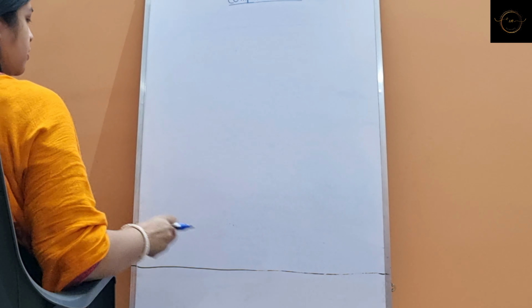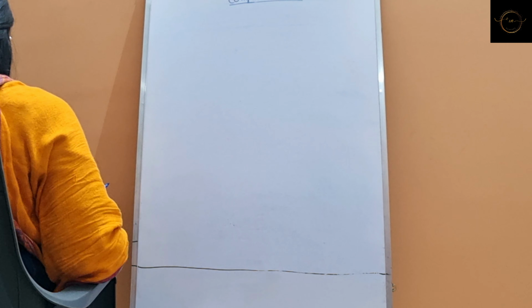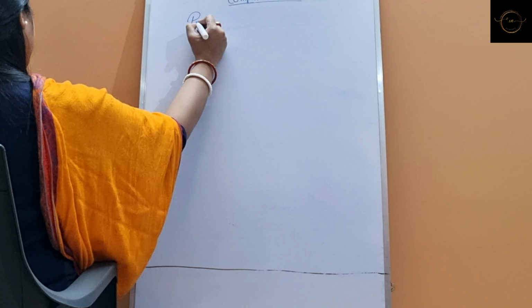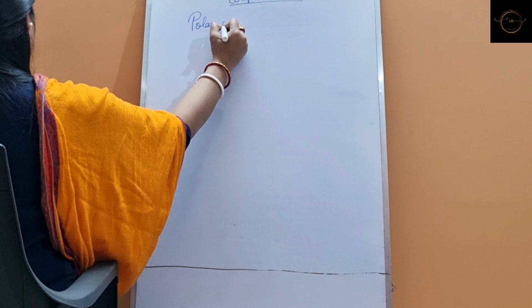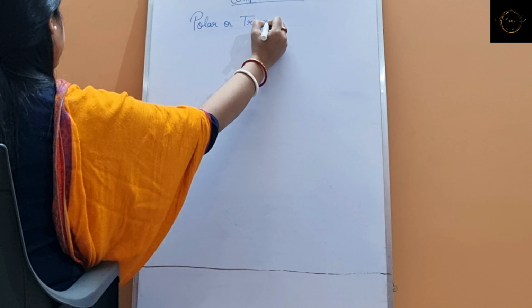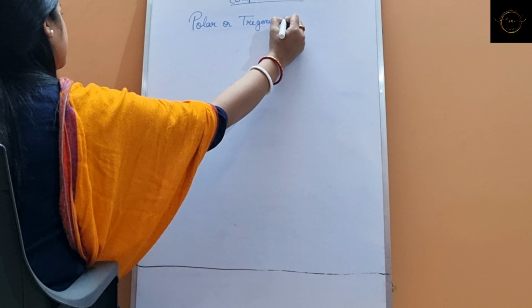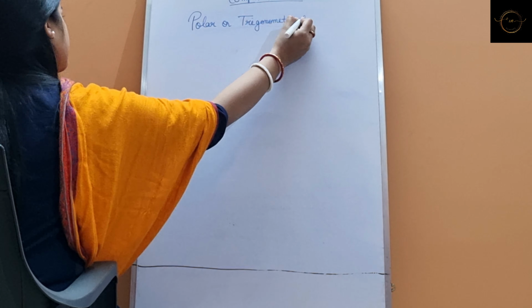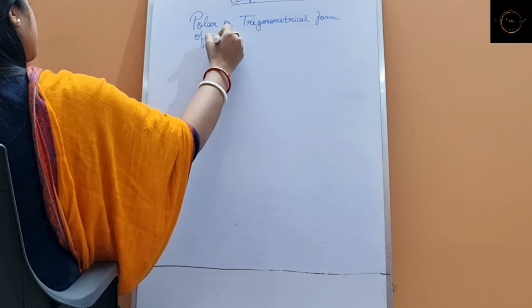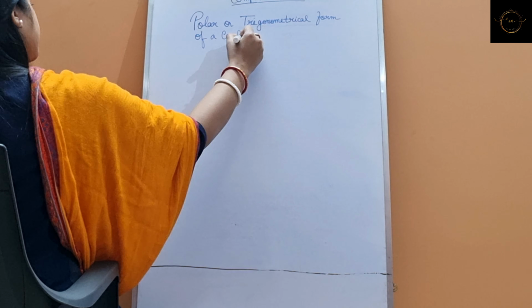Now we are coming to the last part and the most interesting part of complex numbers, and that is the polar form of complex numbers. So here we give the heading: polar or trigonometrical form of a complex number.